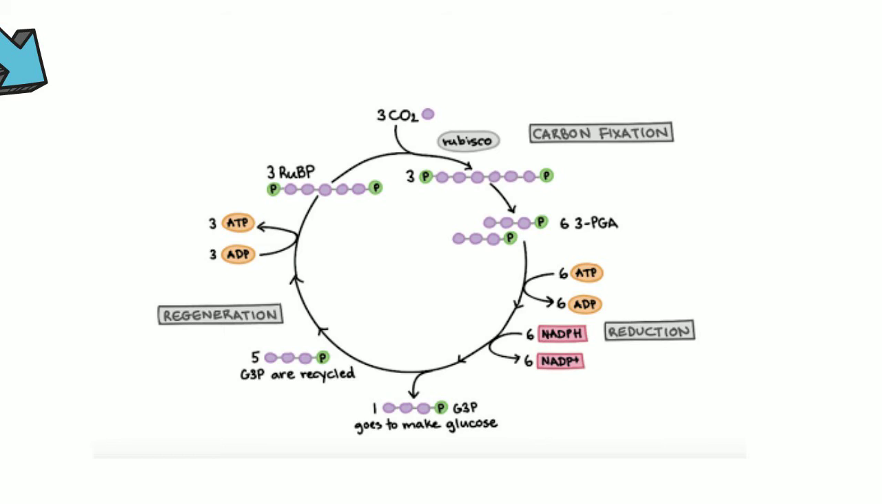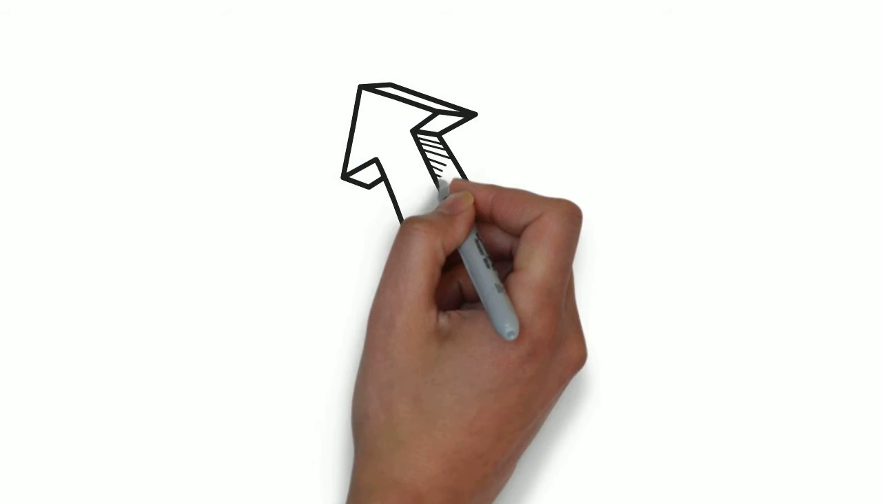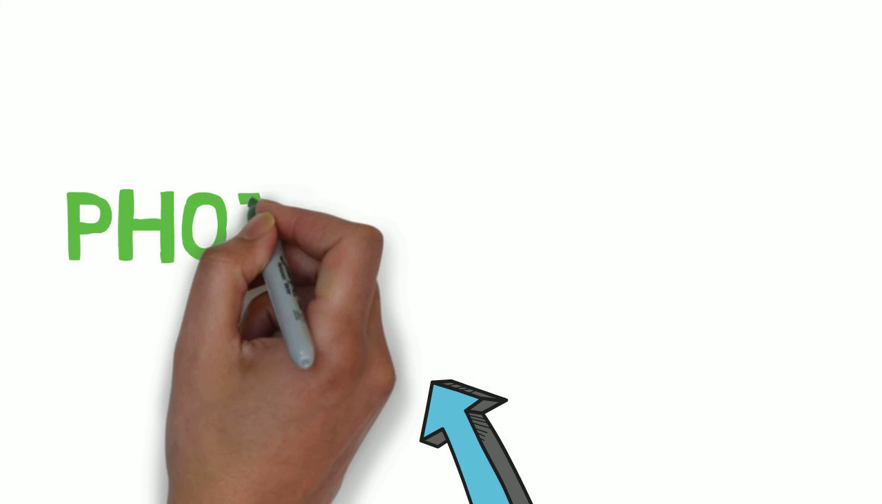The third phase is the regeneration of the CO2 acceptor, or RuBP. In a complex series of reactions, the carbon skeletons of 5 molecules of G3P are rearranged by the last steps of the Calvin cycle into 3 molecules of RuBP. To accomplish this, the cycle spends 3 more molecules of ATP. The RuBP is now prepared to receive CO2 again, and the cycle continues.